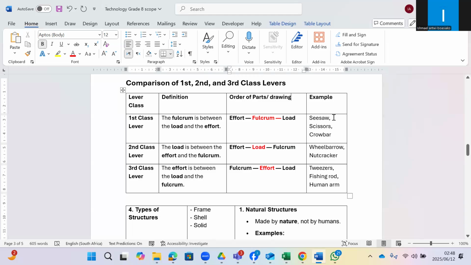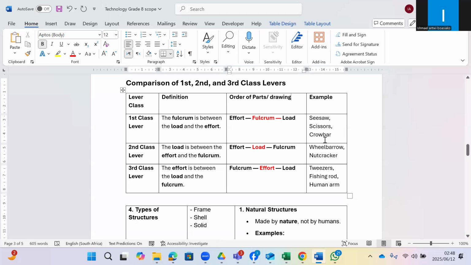I know most of you have played this game before. On a seesaw, somebody will be sitting at one end and another person will be sitting at the other end also. And in the middle, we have the one that turns, that's the pivot, which we call the fulcrum. So one will be the load, one will be the effort. So seesaw is an example of first class lever. A scissor, the fulcrum is also in the middle. So that one becomes an example of first class. Crowbar also.